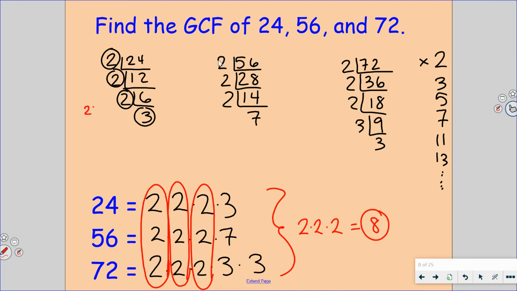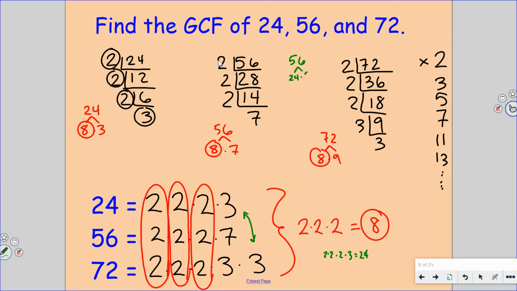Now, if you don't believe it, come back to 24. 24 breaks down into 8 times 3. 56 breaks down into 8 times 7. 72 breaks down into 8 times 9. Now, let's say you accidentally identified those 3's as a common factor. Then you would say 2 times 2 times 2 times 3, which is 24. But please notice, 56, ladies and gents, does not break down into 24. Thus verifying that the number has to be in common with all 3 of the given numbers, algebraic terms or numbers, whatever is given to you.